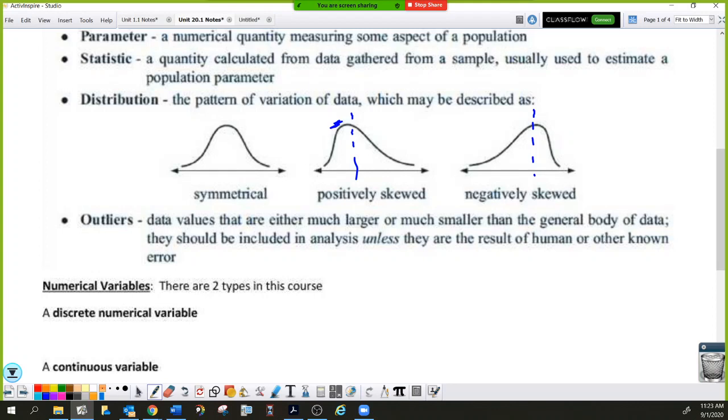And outliers. Be really careful about the term outlier, okay? These are data values that are either much larger or much smaller than the general body of data. They should be included in an analysis unless they are a result of human error. So if you do a survey for your IA and you find a couple data values that are just wildly outside of all the other data values, you are not allowed to say, man, those are bad for my study. They're messing up my results. I'll throw them out. I'll call them outliers. Wrong, because they're not outliers if they're true pieces of data. You can't do that. That's cherry picking and that's biased, which is what a lot of the media outlets do.